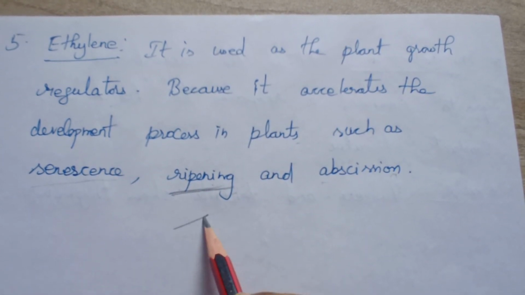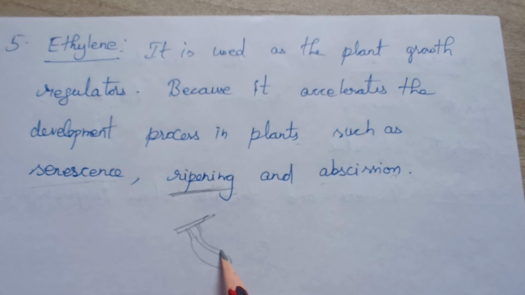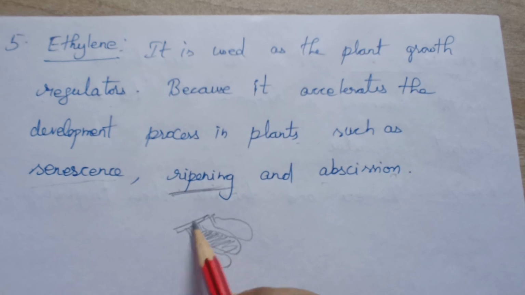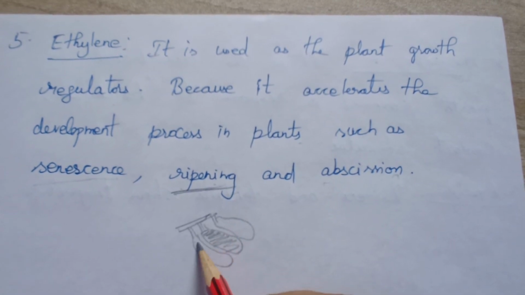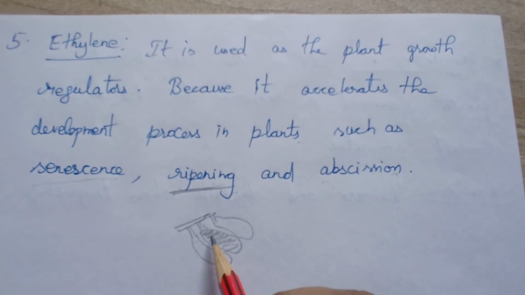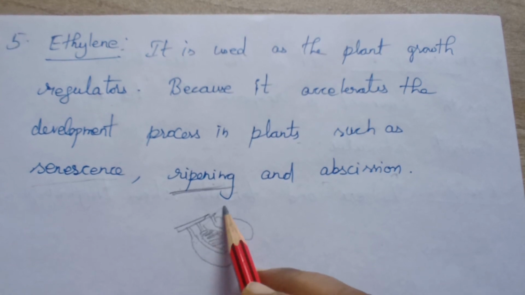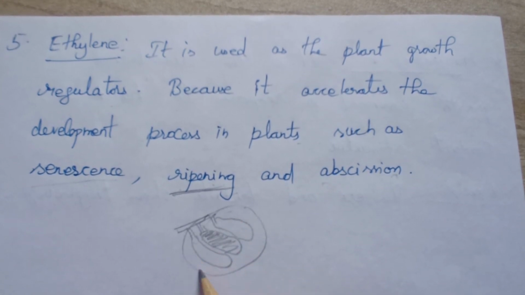For example, if you keep one banana here, when it produces ethylene gas, it will ripen all the bananas. Have you ever seen only one banana ripe? No. If they take one dozen bananas, all the bananas will be ripened. Why? Because the ethylene gas is spread all over the bananas, so everything will get ripened.